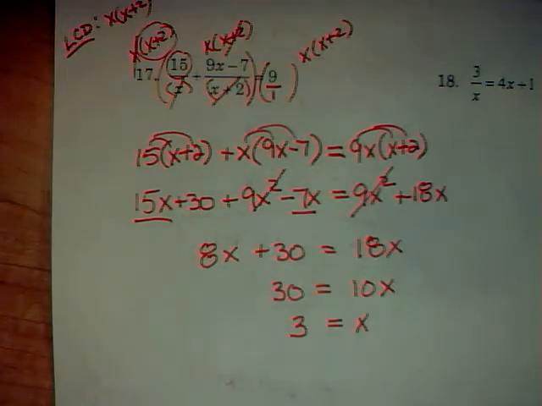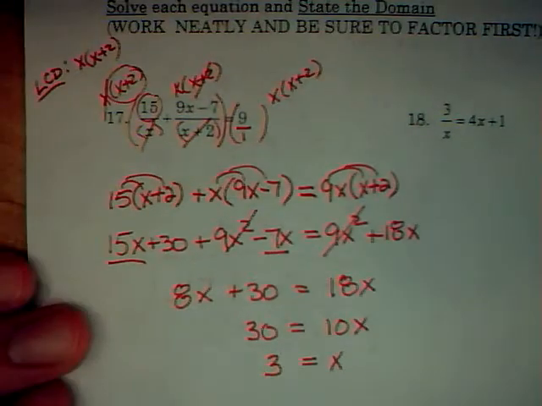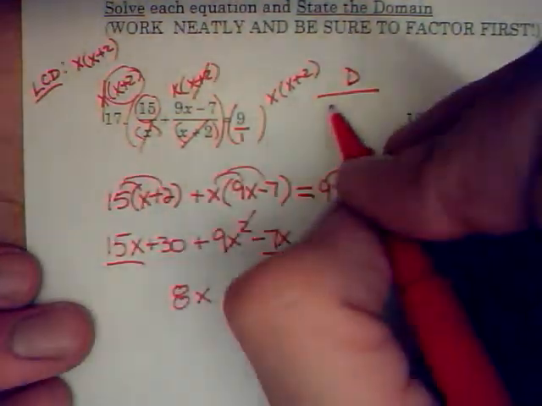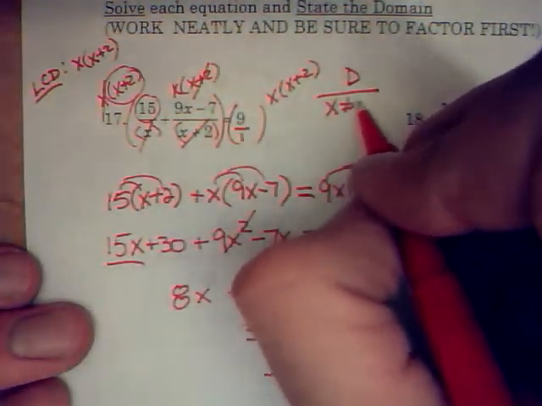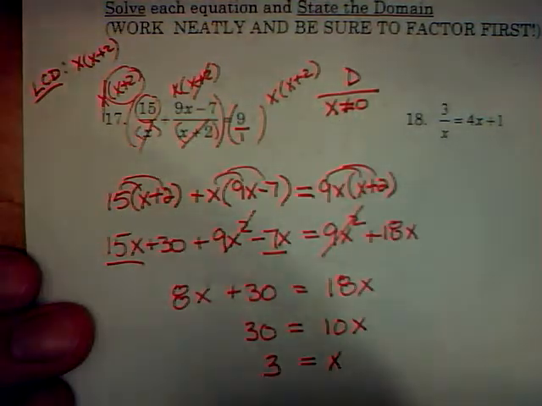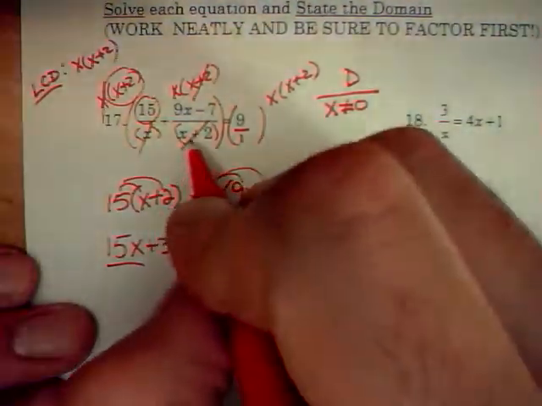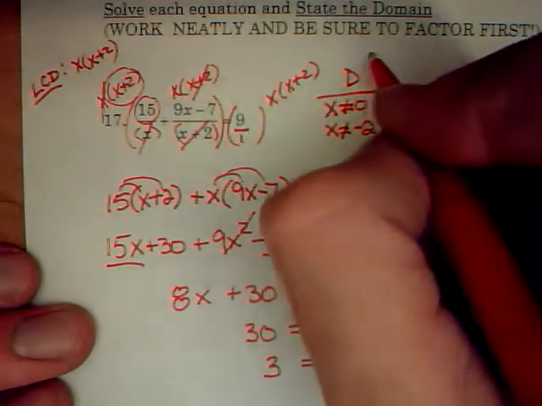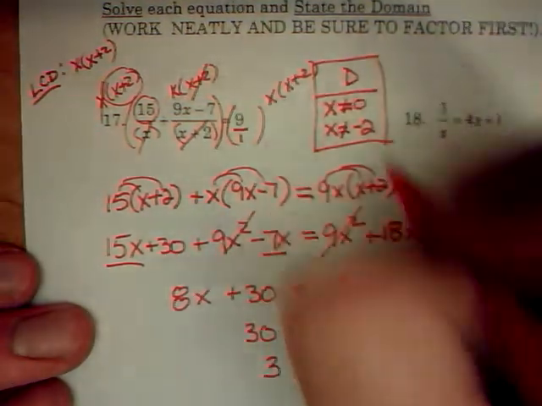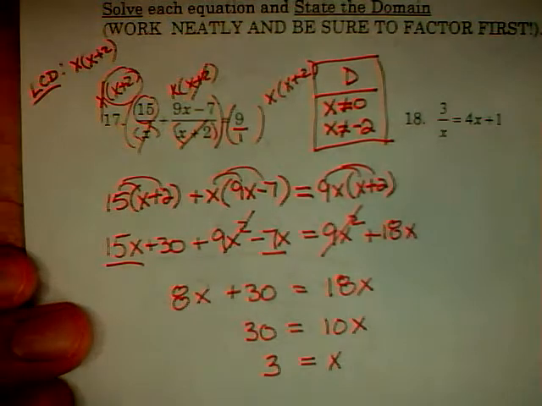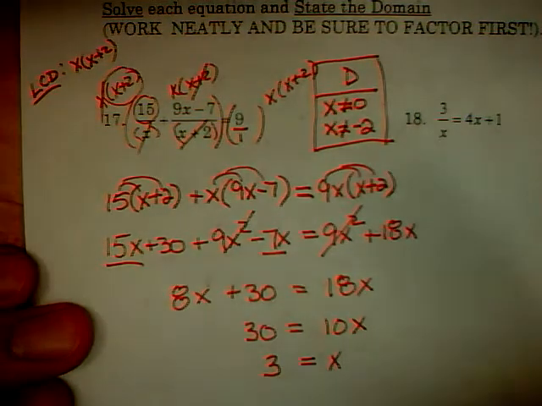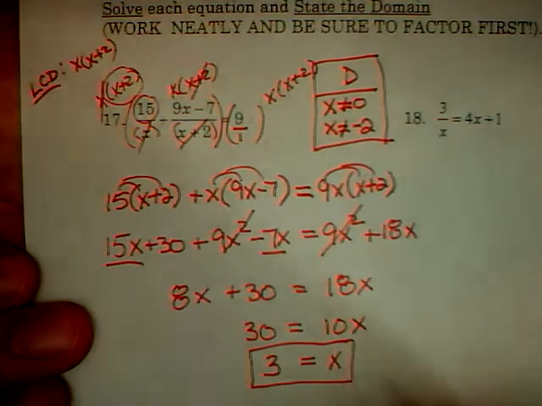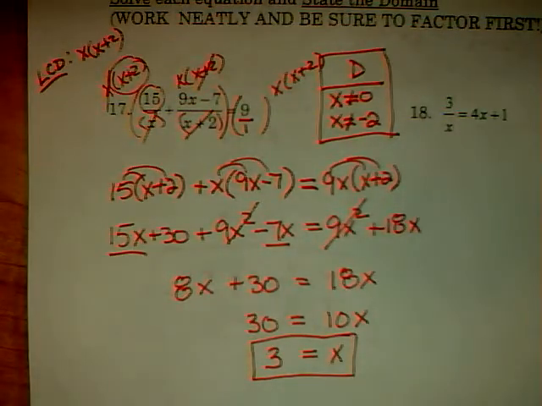Okay, we'll just need to check our domain. And on this one, for your domain, a bad value of x there would be 0, because if you plug 0 in for x, you get 0. You can't have 0 in the denominator. And on this one, it looks like the bad value of x would be negative 2. So that's the restrictions on your values of x. And apparently 3 is an acceptable value, so that's our final solution there.